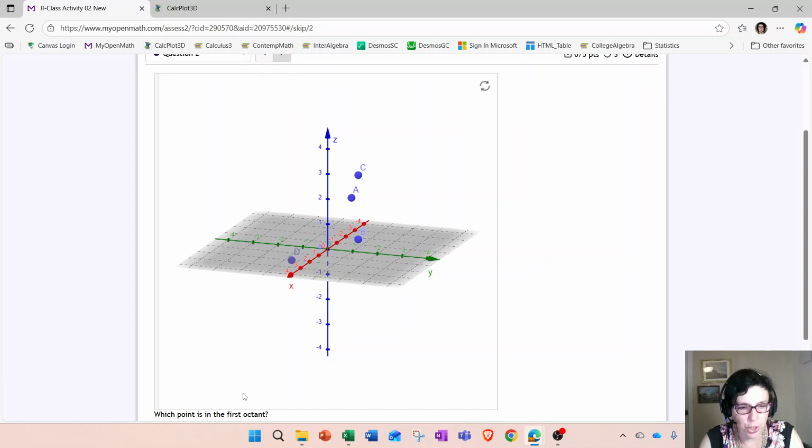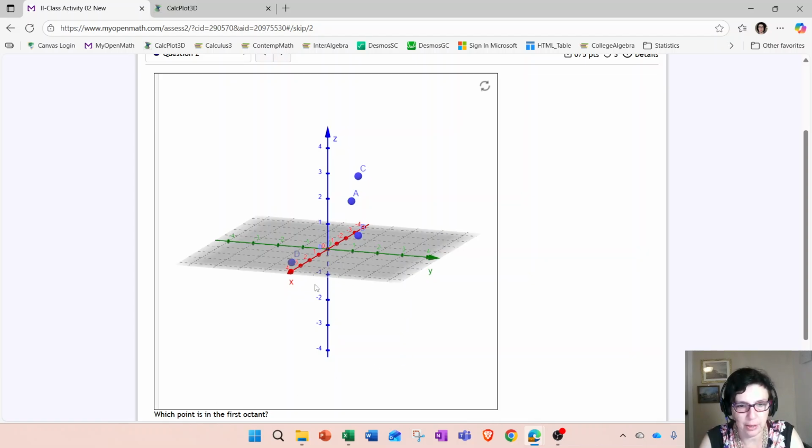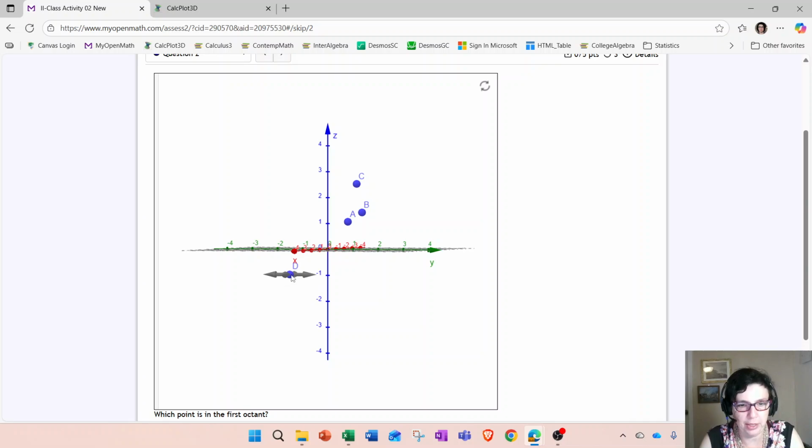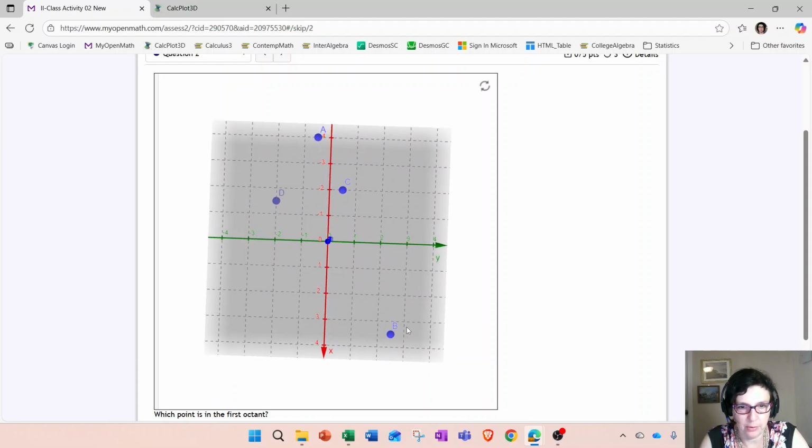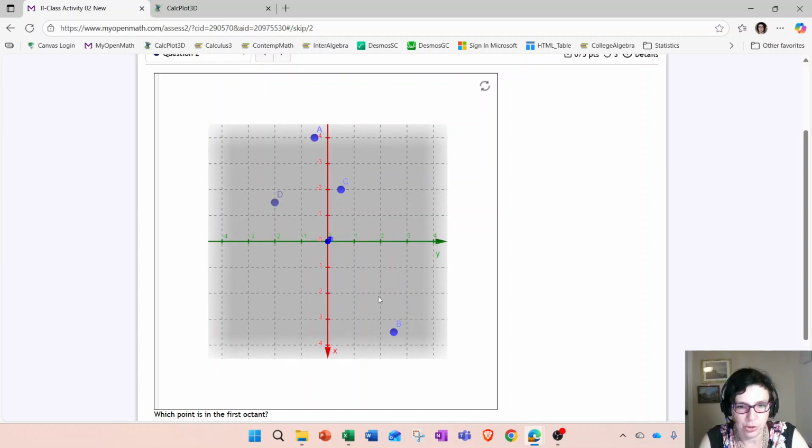They're asking us, which point is in the first octant? When you look at point D, you can definitely see that its z coordinate is -1. So it cannot possibly be in the first octant. We already know it's not going to be D, but it could be A, B, or C. Now let's move it this way. It's not going to be D because for D, y is negative. It's also not going to be A.